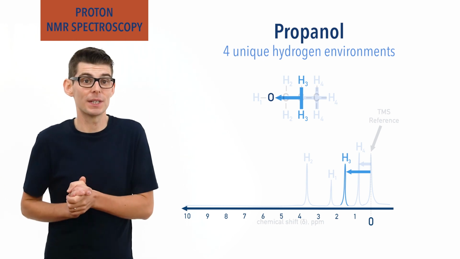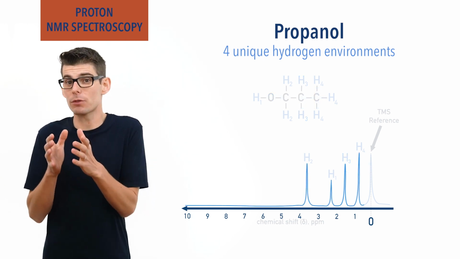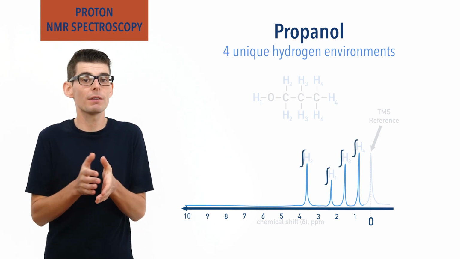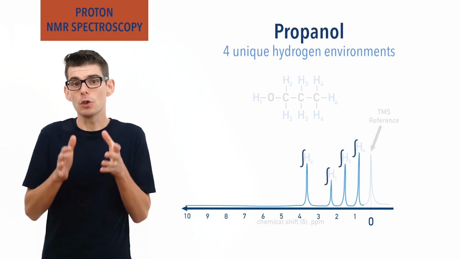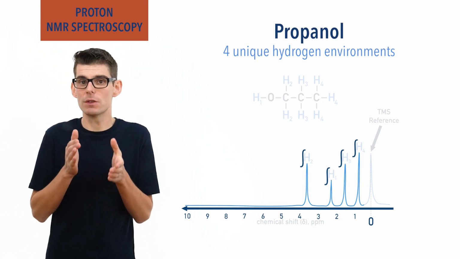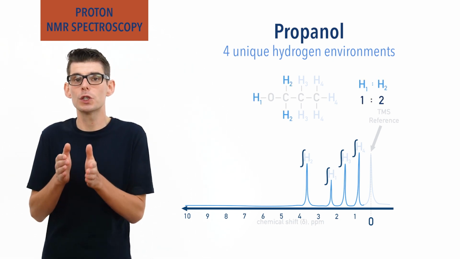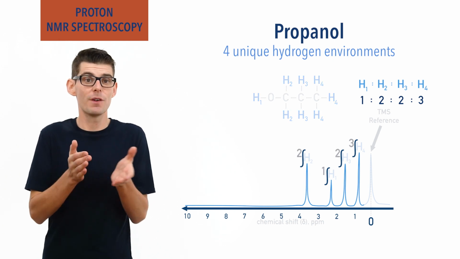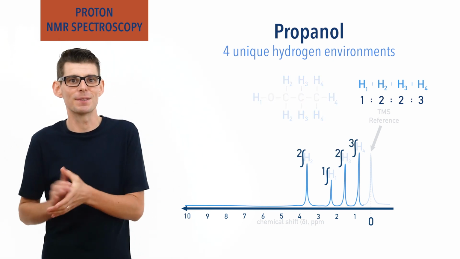As an extra note here, if we were to predict the spectra fully, we can think about the integration ratios for the areas under each peak. The ratio of hydrogen atoms in each environment is 1 to 2 to 2 to 3, meaning this is the same ratio we should see for the areas under each peak in the spectra.